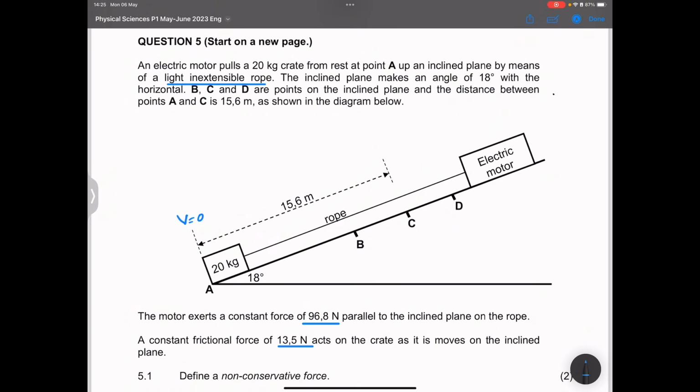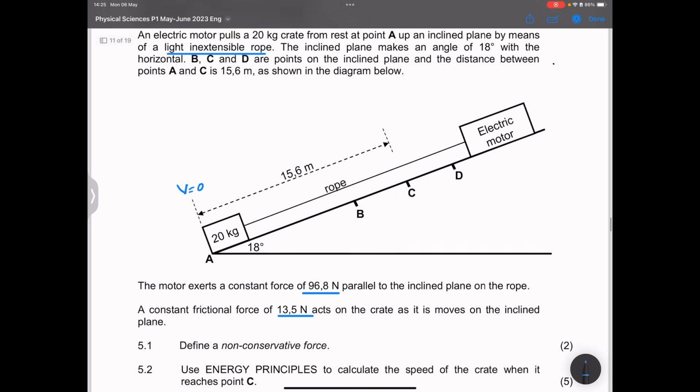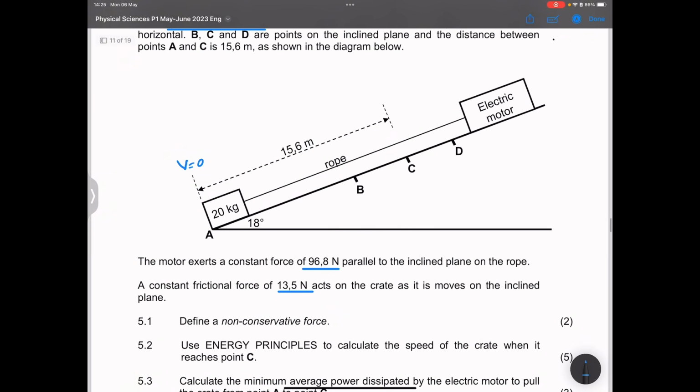Now they say define a non-conservative force. So remember that non-conservative forces are forces whose work done depends on the motion of the object, or on the path taken. That's the correct one. Okay, so in this case they say use energy principles to calculate the speed of the crate when it reaches point C.